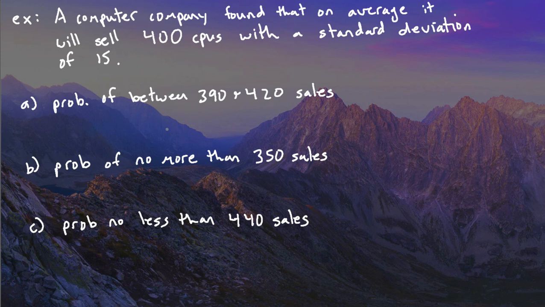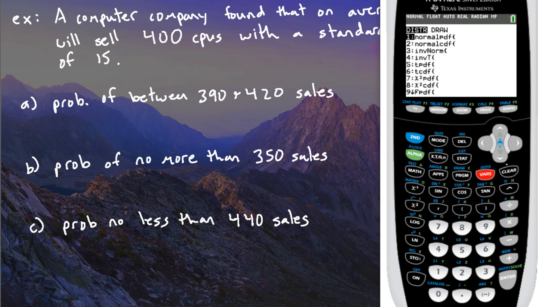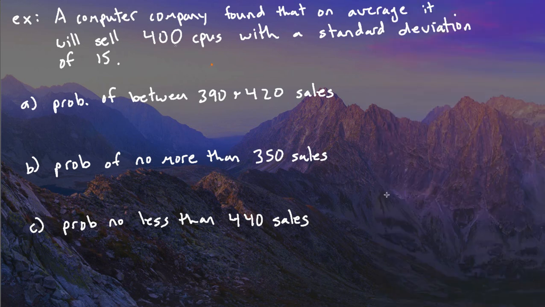Okay, a computer company found that on average it will sell 400 CPUs with a standard deviation of 15, and we're going to plug all this information in and answer the question. So we go to our distribution, and we are going to go to normal CDF, and we want between 390 and 420 sales. So first of all, this is our mean, on average, another way to say mean, and here's our standard deviation.